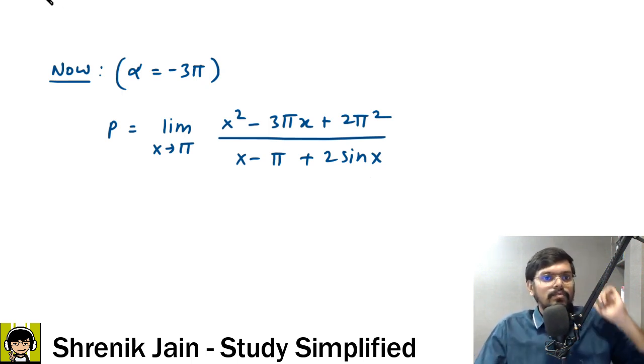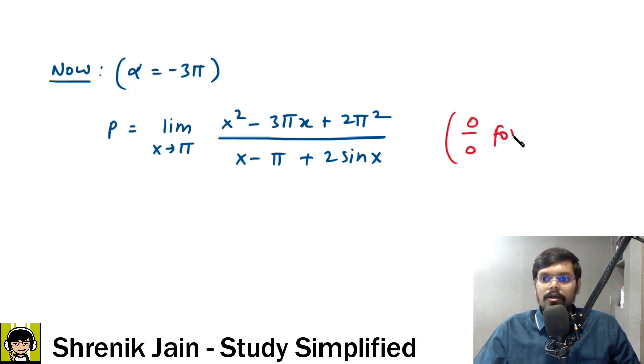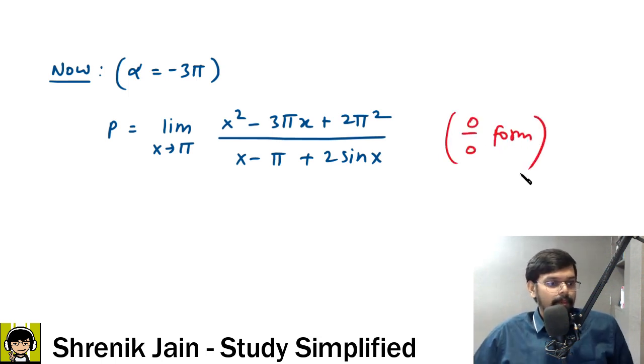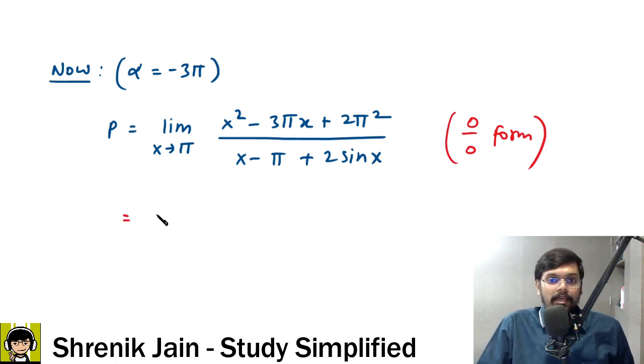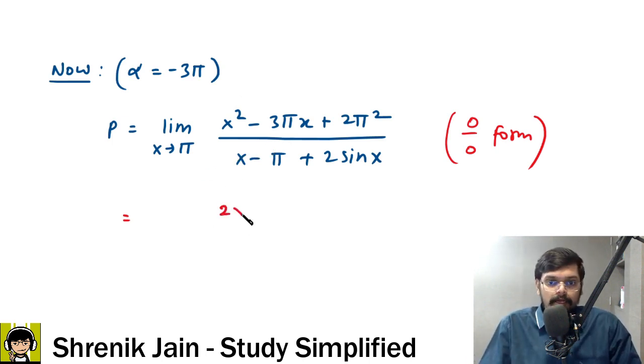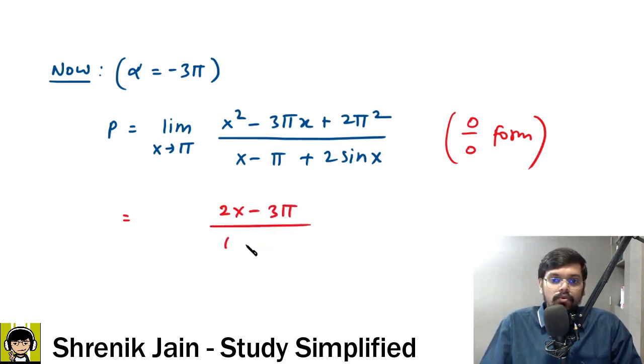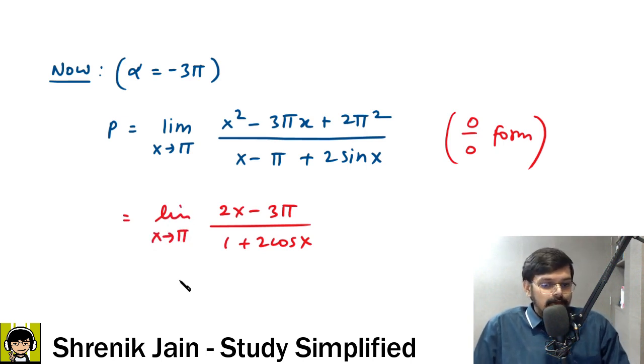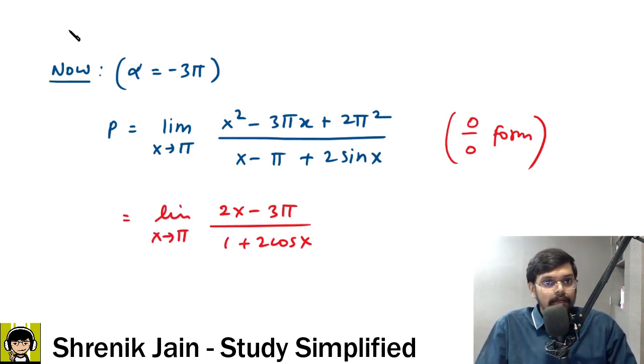Now if I do the direct substitution, everyone in the comment section, do I get 0 by 0 form? If I get 0 by 0 form, this means I can use L'Hopital, differentiate numerator separately, differentiate denominator separately. So the numerator becomes 2x minus 3 pi, divided by the denominator, which becomes 1 minus 0 plus 2 cos x. Now tell me guys, is it 0 by 0 again? No sir ji, it is not 0 by 0. Now you will get your final answer.